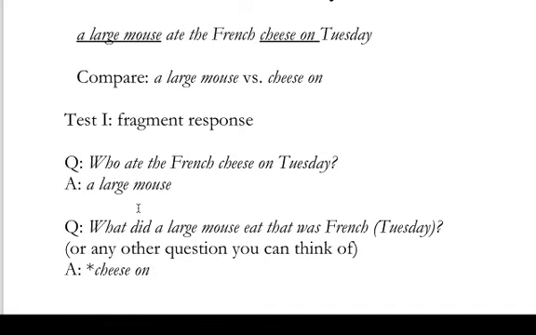So we're going to use the term constituent to label the property of being a coherent, meaningful subpart of the kind picked out by these tests, and not some other kind of subpart like cheese on. So that's test one. This is sometimes called the fragment response test. There are lots and lots of diagnostic tests in every language, and they differ to some extent from language to language.